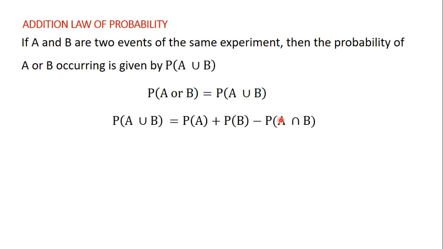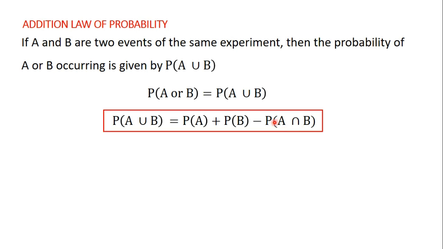The addition law of probability says that probability of A union B is equal to probability of A plus probability of B minus probability of A intersection B. So if we have two events, event A and event B, the probability that event A or event B will occur, which is given as probability of A union B, is given as probability of A plus probability of B minus probability of A intersection B. This is the addition law of probability.